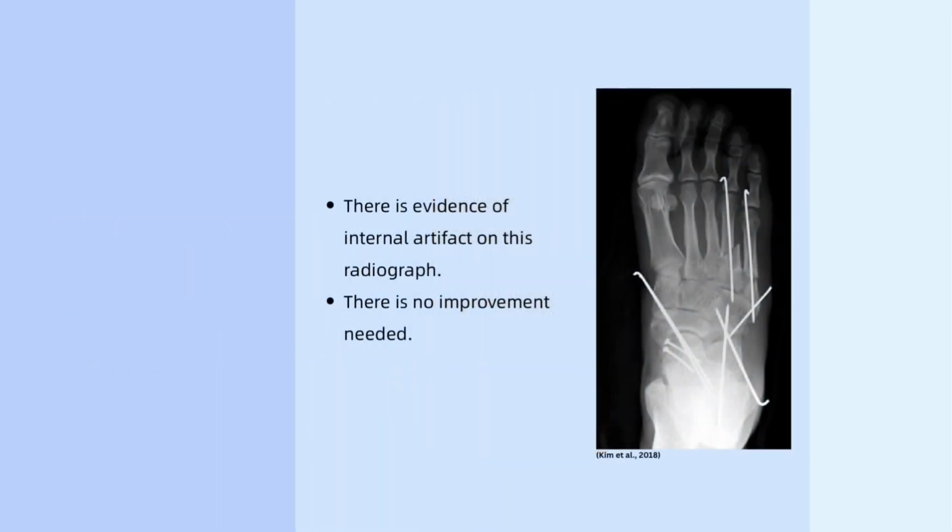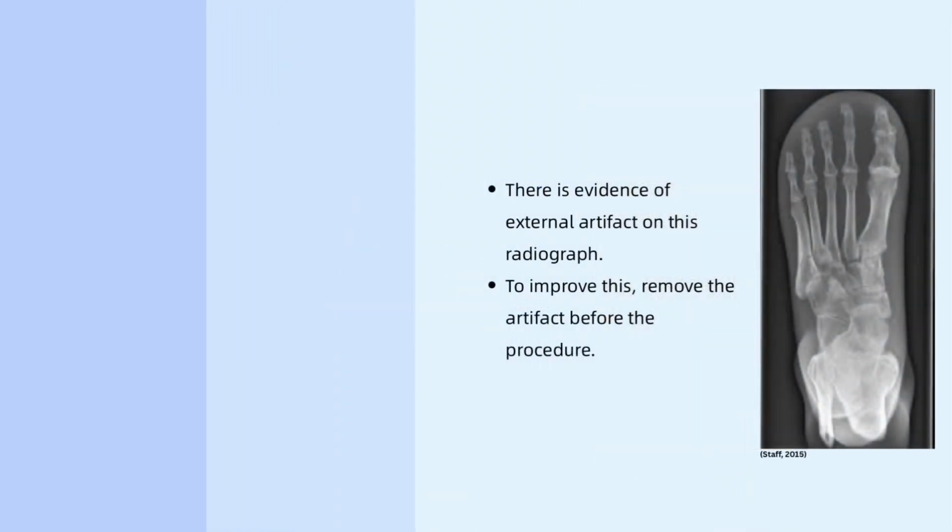For this radiograph, there is evidence of an internal artifact. Since this artifact cannot be removed instantly, or sometimes the radiograph is taken for a post-operative procedure, there is no improvement needed. On this radiograph, there is evidence of an external artifact, and the artifact is a shoe. Since the artifact can be removed, to improve this, remove the artifact before the procedure.